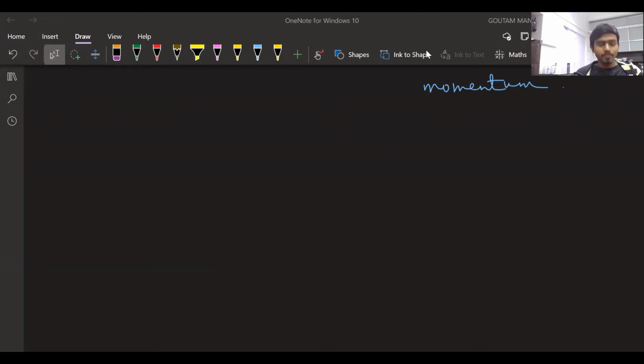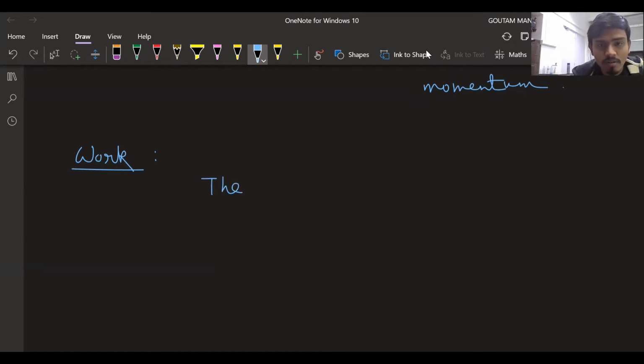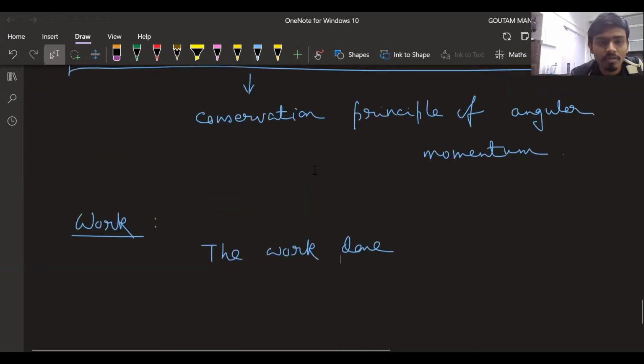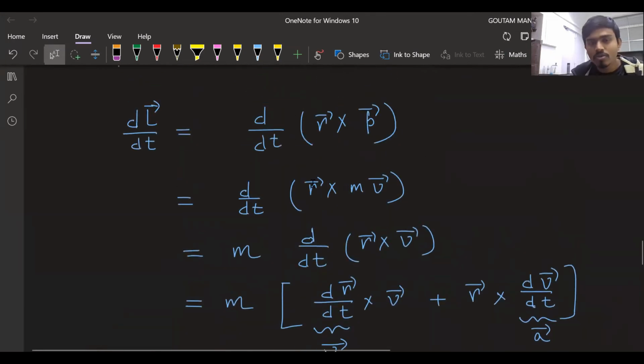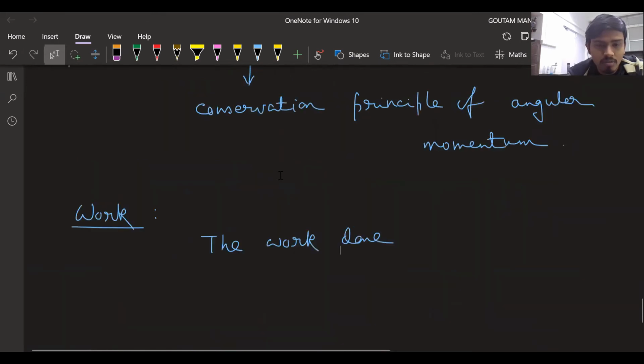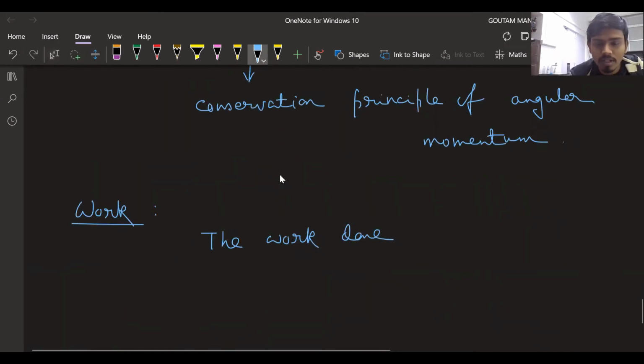Next, we define a new quantity called the work done, called the work. So the work done is a scalar quantity. Previously the things we defined like the torque, the angular momentum, force, and the linear momentum are all vector quantities. Now we define this work, which is a scalar quantity.